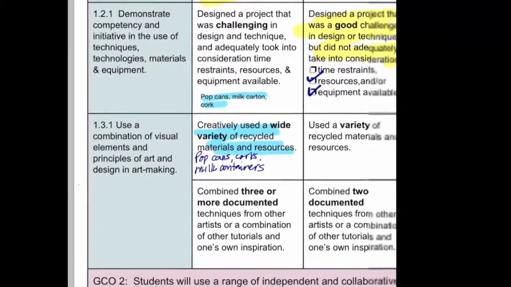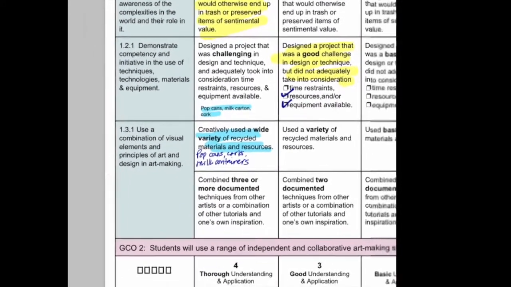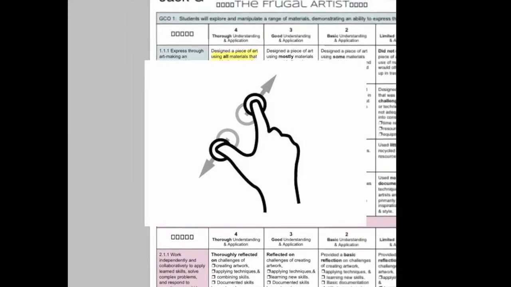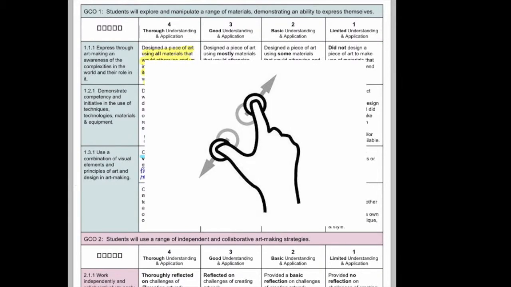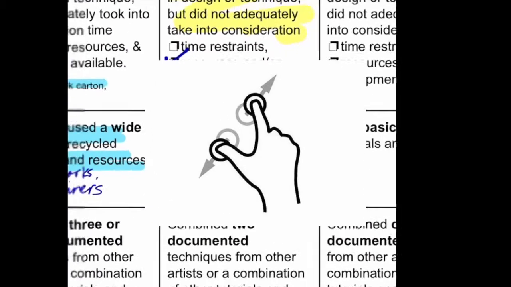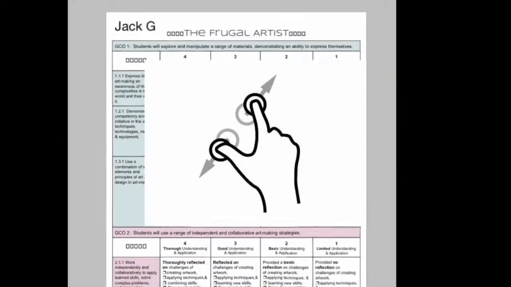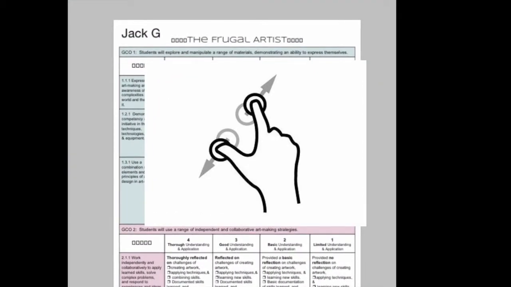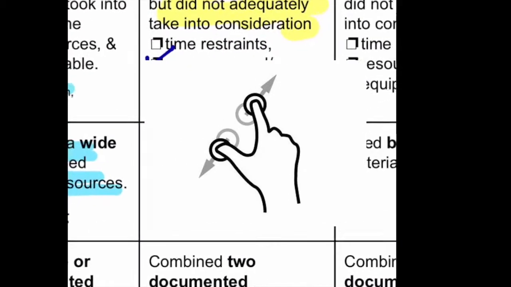So there, I'm starting to populate the rubric, and I'm just doing a two-finger zoom in or zoom out. If I want to go in, my fingers go apart. If I want to zoom back out, my fingers go together. And it's two fingers on the iPad screen, either in or out, to zoom.